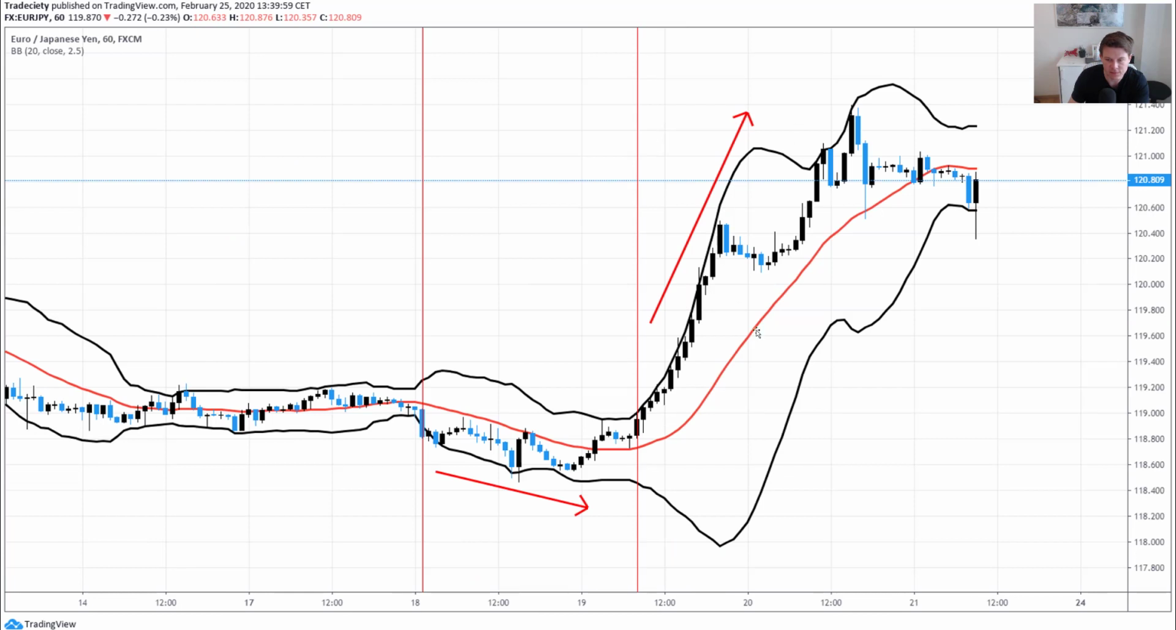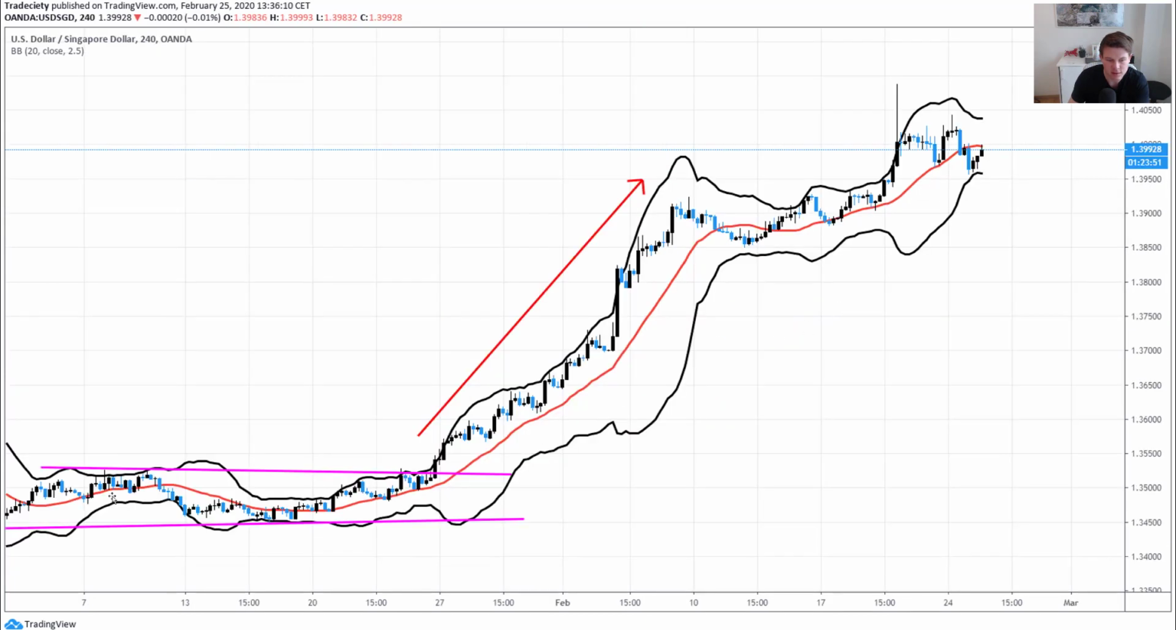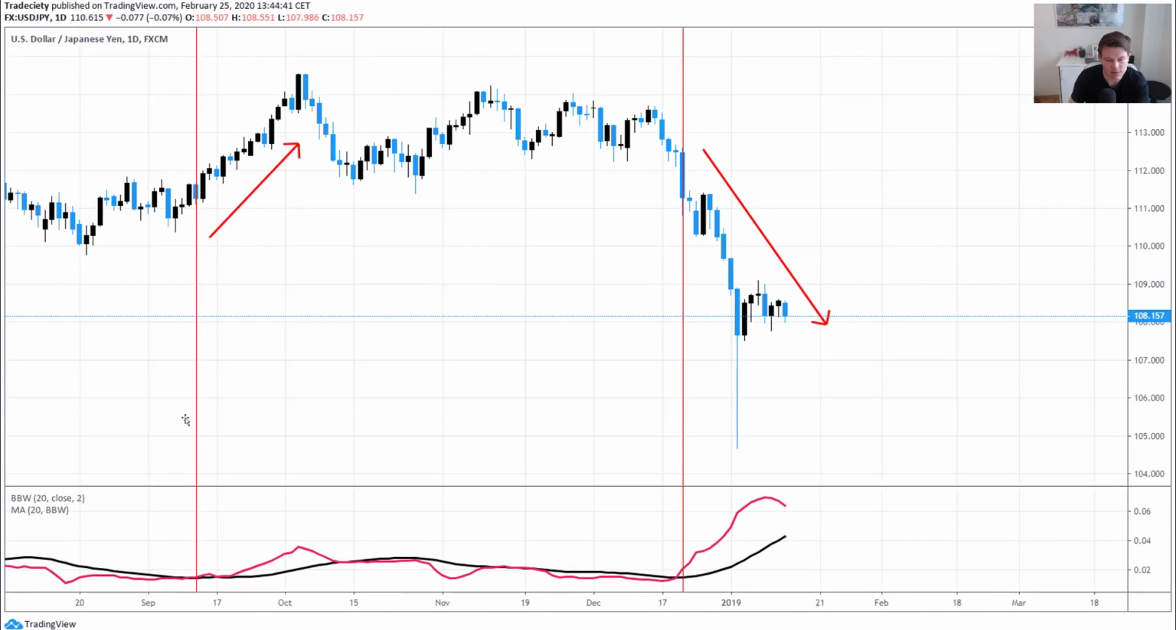You can see during trending phases, the Bollinger Bands get very, very wide. That's really important. You can see that during ranges, very tight Bollinger Band, and then during a trend, the Bollinger Bands get really, really wide. So, and then here, when the market is slowing down, the Bollinger Bands get very slow and very tight again. So that's a really important characteristic of the Bollinger Bands.